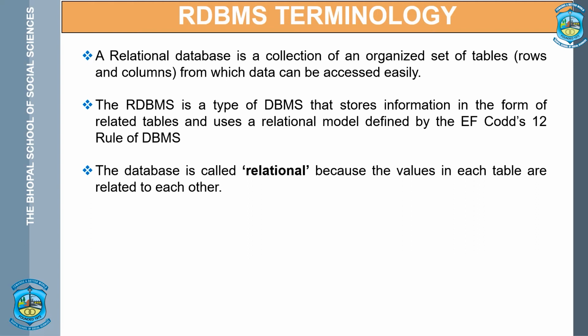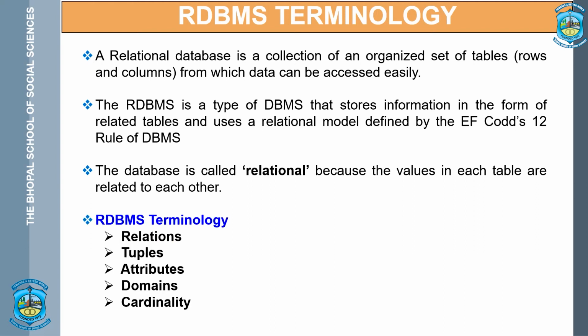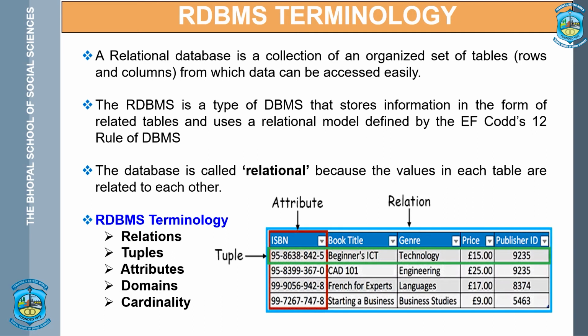Such relationships can be represented using the concepts of relational DBMS. These are the basic terminologies that we use in RDBMS: relations, tuples, attributes, domains, and cardinality. So these are the major terminologies. We represent data in terms of tables in a relational database management system, and this is known as a relation. So a table is called a relation.